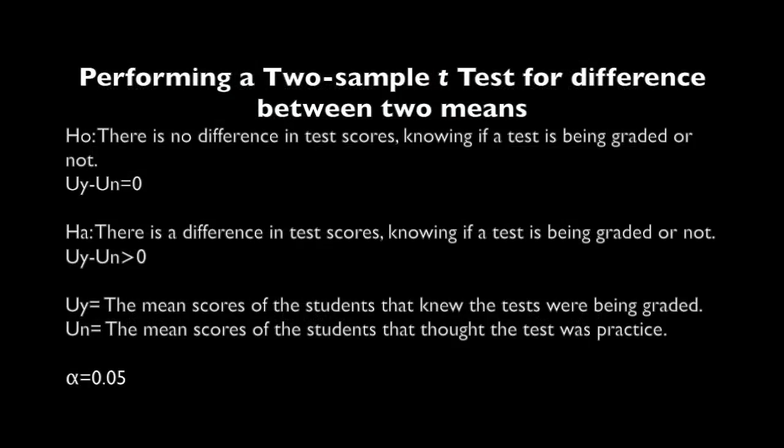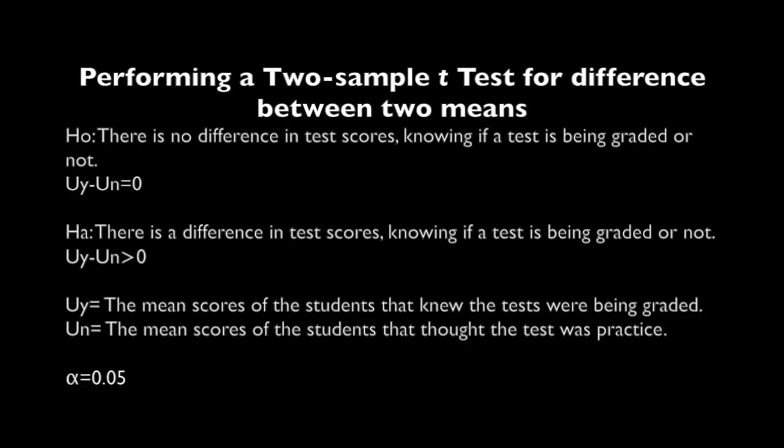So the test that we've decided to do is a 2-sample t-test for difference between 2 means. Our null was there is no difference in test scores, knowing if a test is being graded or not, or mu y minus mu n equals 0. Our alternative is there is a difference in test scores, knowing if a test is being graded or not, or mu y minus mu n is greater than 0.